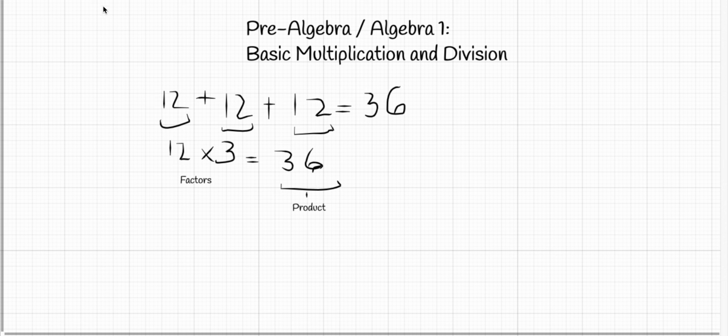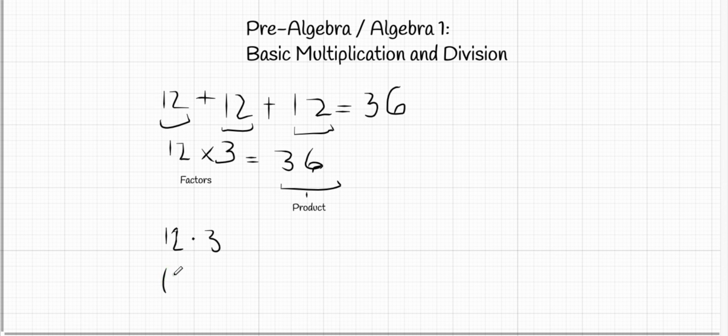There are a few other ways we can symbolize multiplication. Unlike with addition where it's just the plus sign, we can also do 12 and then a dot in the center and then 3. That's another way you can symbolize multiplication. It's usually more used in further levels of mathematics. It's usually the times symbol that's used in Pre-Algebra and Algebra 1. So that's what I'm going to use in these videos.